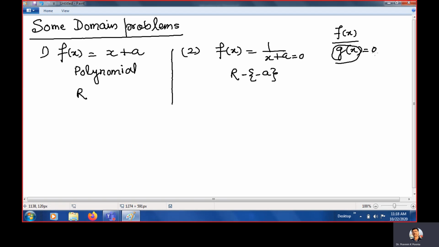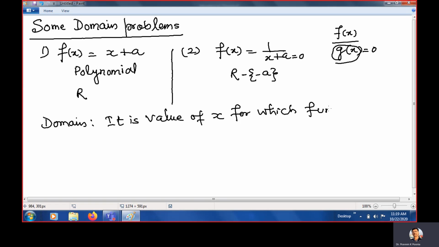Here we are talking about two types of values. One, we are talking about the domain, another we are talking about the range. Clear? Domain is those values of x for which the function is real. Domain is the value of x for which the function is real, means R. Clear?